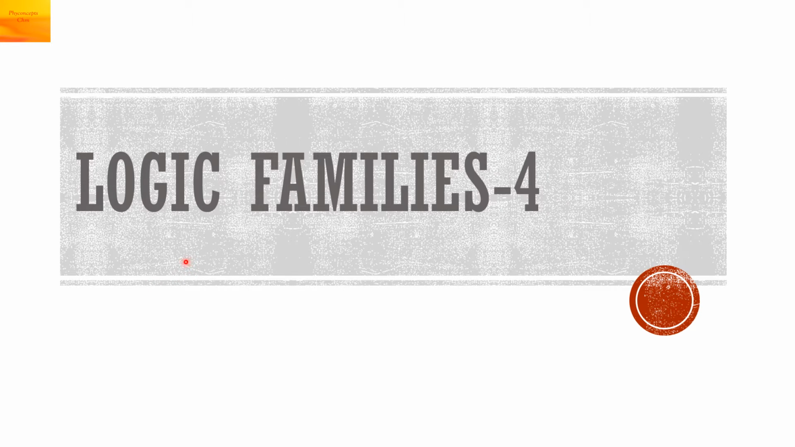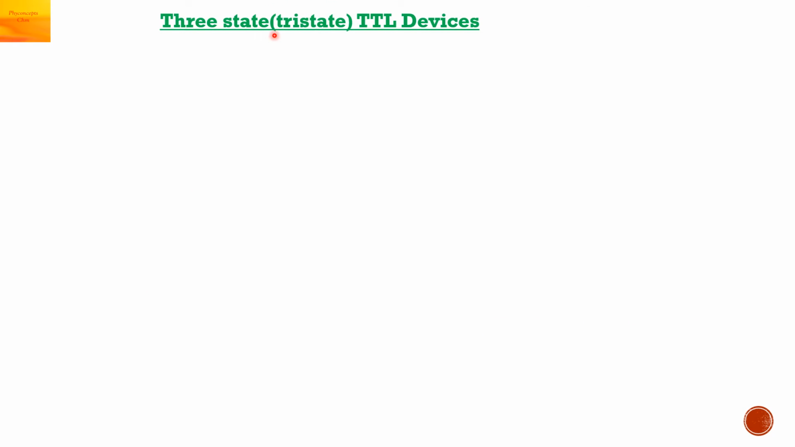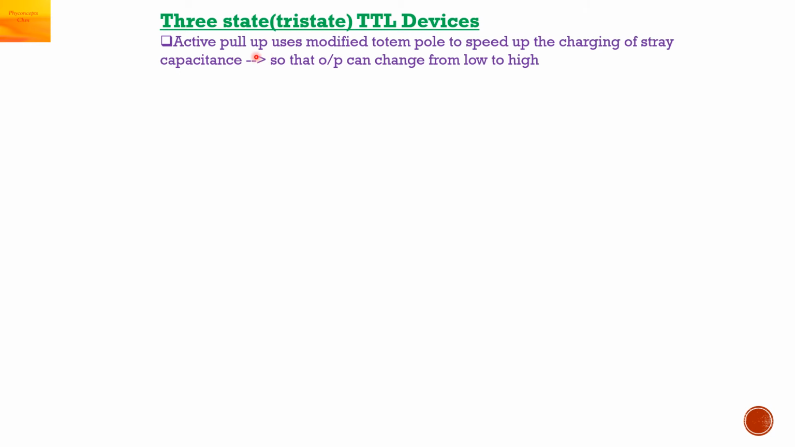This is the fourth part of the logic family series where we will study about the tri-state devices. Three-state or tri-state TTL devices. Active pull-up uses modified totem pole to speed up the charging of the stray capacitance so that output can change from low to high.